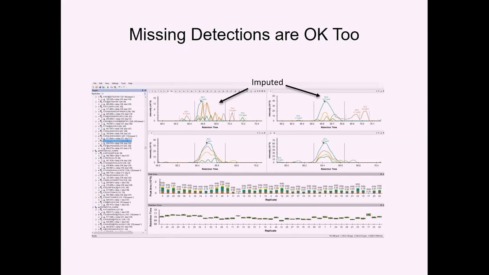We also can handle missing detections. So here's a case where the peptide was detected in these runs, but, oh, I guess it was detected in these two runs, but not detected in these ones. So you can then.